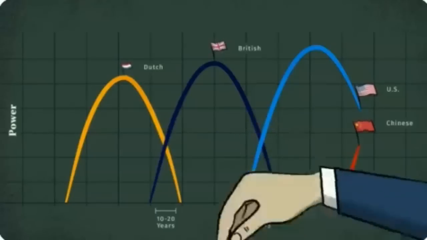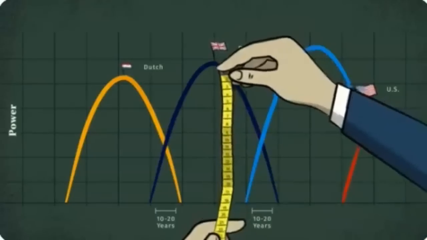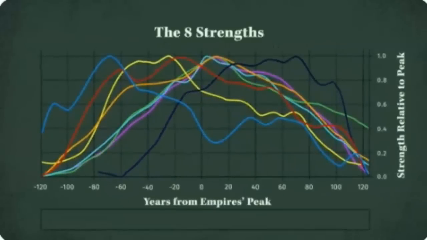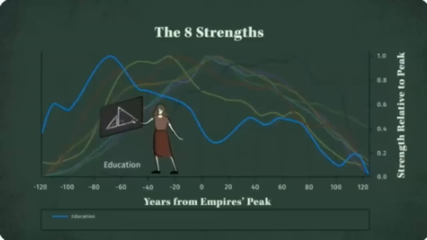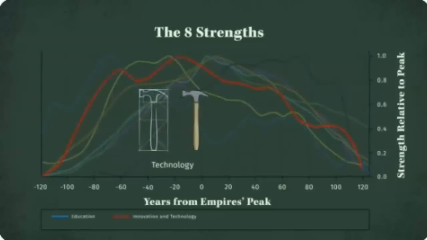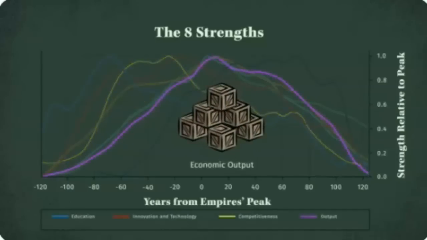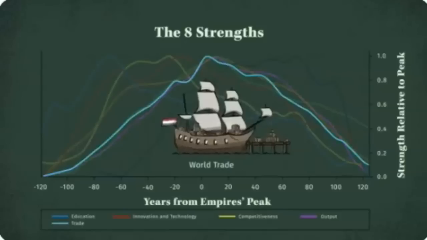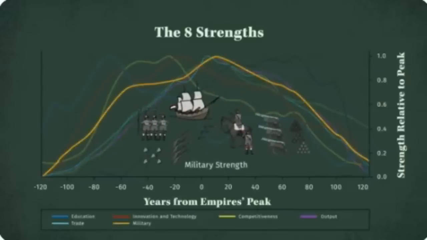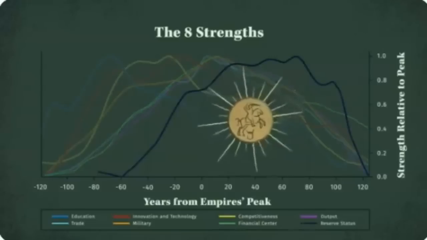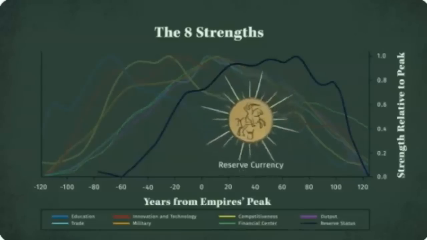So how am I measuring an empire's power? In this study, I used 8 metrics. Each country's measure of total power is derived by averaging them together. They are education, inventiveness and technology development, competitiveness in global markets, economic output, share of world trade, military strength, the power of their financial center for capital markets, and the strength of their currency as a reserve currency.